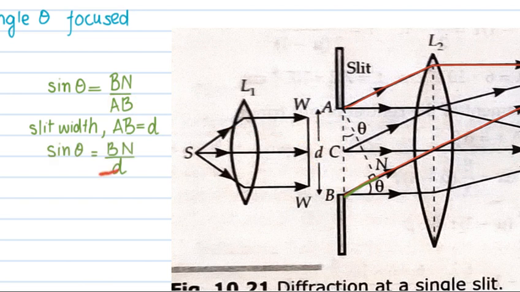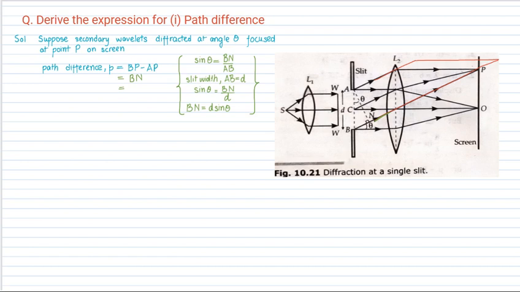Now I can send this d to the other side. So I can write BN equals d sin theta. So the extra path traveled, in terms of your slit width, can be written as d sin theta. So your BN equals d sin theta, which I can substitute here. Therefore, your path difference expression can be written as p equals d sin theta. So this is an important relation which we'll be using.